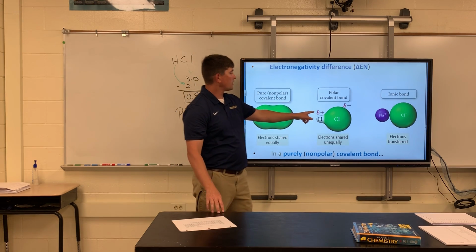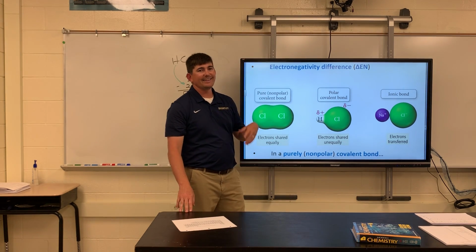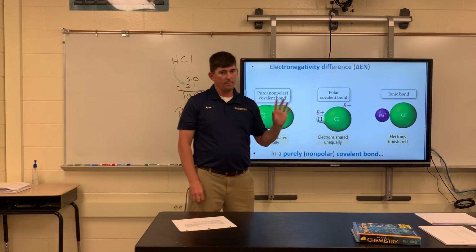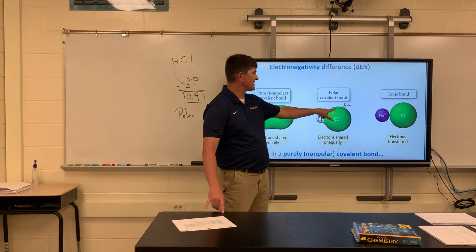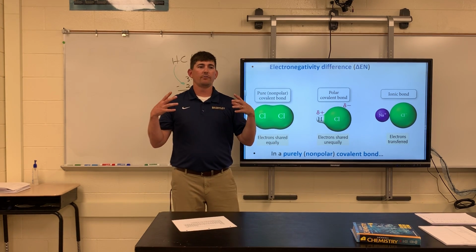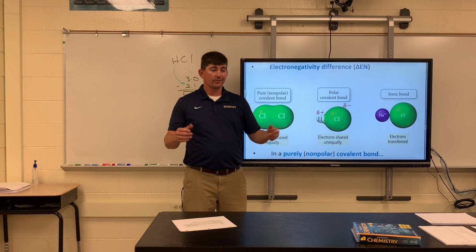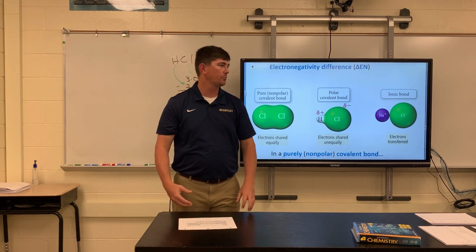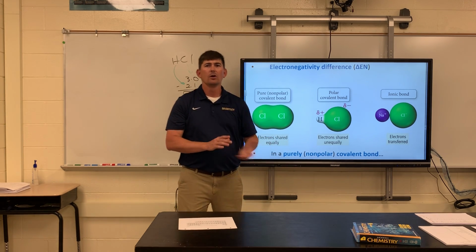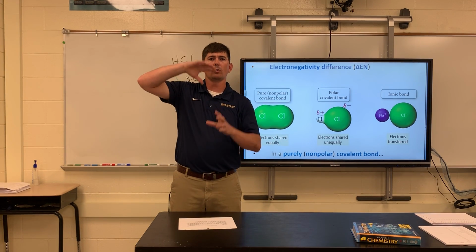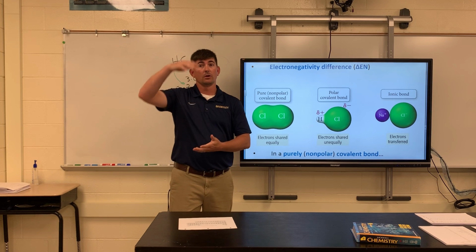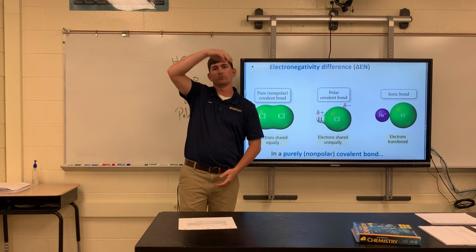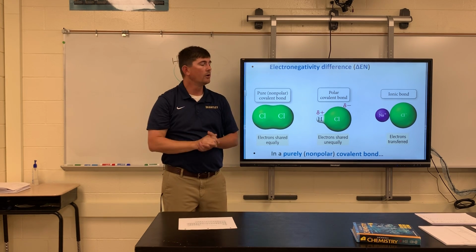Okay? This creates what we call a dipole. We'll talk more about a dipole later. Okay? This is the idea of polarity. If you think about magnets, and if you think about the term polar and what the term polar means, you probably think about magnets, or like the North Pole and South Pole of the Earth, which is just like a big magnetic field, and that's why we've got a North Pole and South Pole, okay?